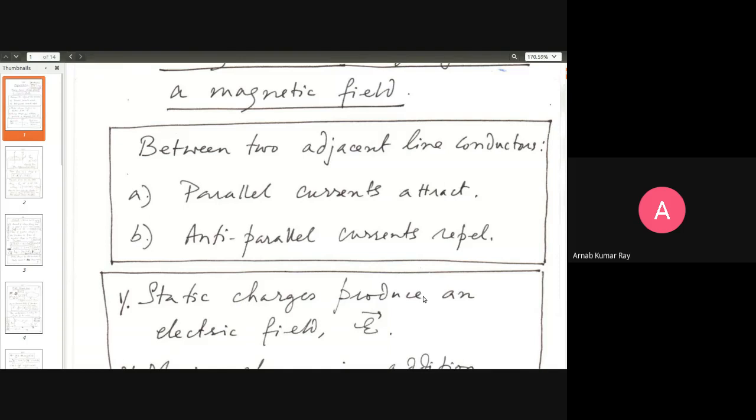If you have two currents in two adjacent wires which are parallel to each other, you will find that the wires will be attracting each other. And if you have two currents flowing in the opposite direction along parallel wires, the wires are parallel, but the currents are traveling in the opposite direction, in that case you will find that the wires repel each other. So we shall have to now look at this phenomenon in closer detail.